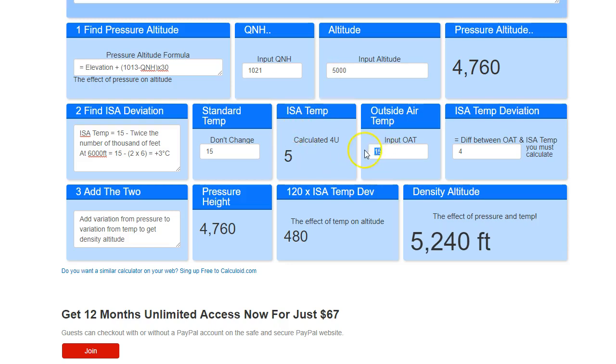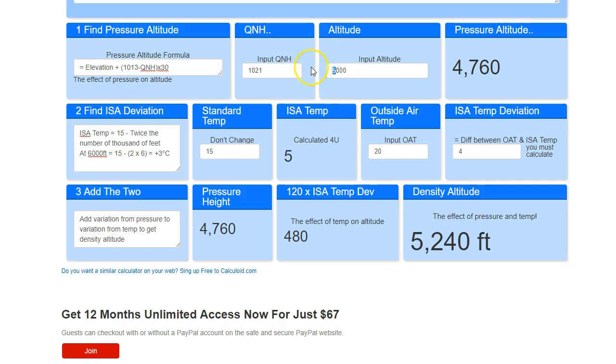So if our outside temperature is 20, okay, and we go with 5,000 feet. At 5,000 feet, twice the number of 1,000 feet, so 2 times 5 is 10. So 15 minus 10, the ISA temp is 5. So it just used that formula: 15 minus 2 times that equals that, right? And that's the ISA temp. In other words, that's the standard temp for 5,000 feet.